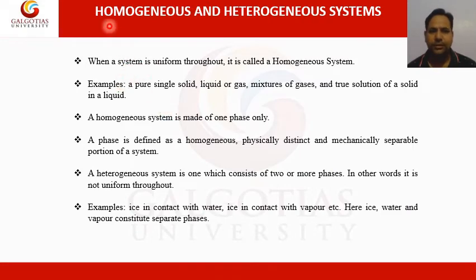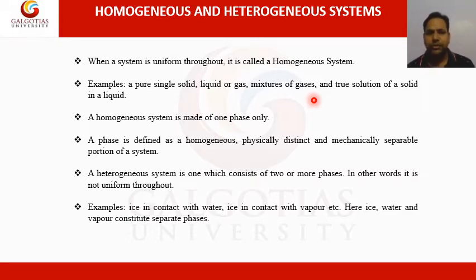In this slide, homogeneous and heterogeneous systems. First of all, what do we mean by homogeneous and heterogeneous systems? When a system is uniform throughout, it is called a homogeneous system. For example, a pure single solid, liquid or gas, a mixture of gases, or a true solution of a solid in a liquid is considered a homogeneous system. A homogeneous system is made of one phase only.